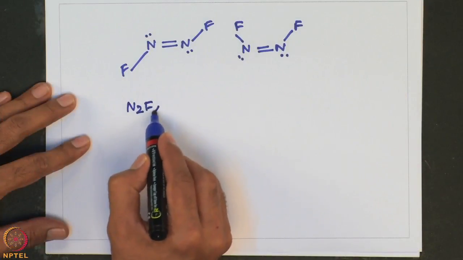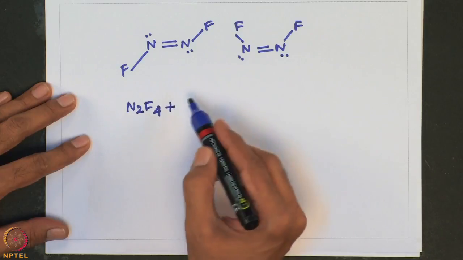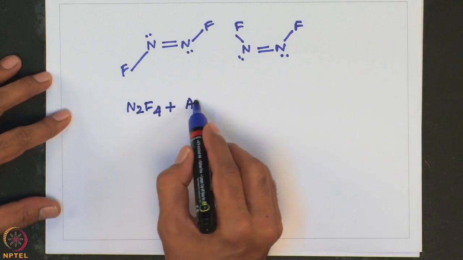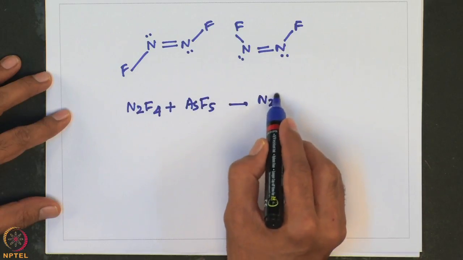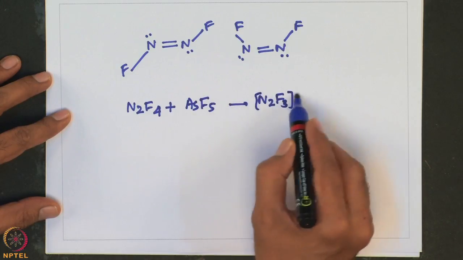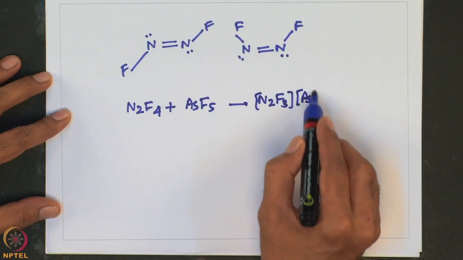The ability of N2F4 to donate F minus to strong acceptors is quite known. That means, it can be used as a good fluorinating agent, especially when we have strong fluorine acceptors. Let me write a couple of reactions for that. N2F4, when it is treated with a very strong fluorine acceptor such as AsF5, it forms N2F3+ and AsF6-.